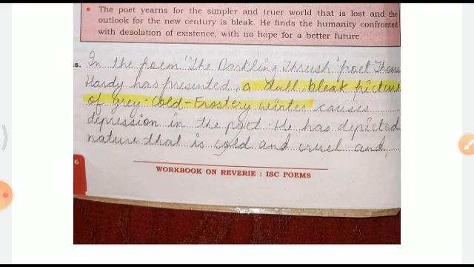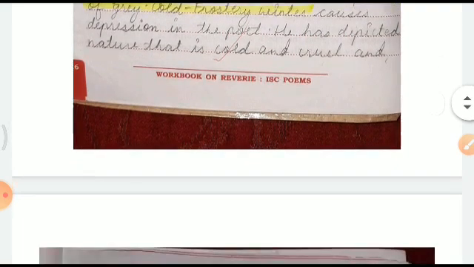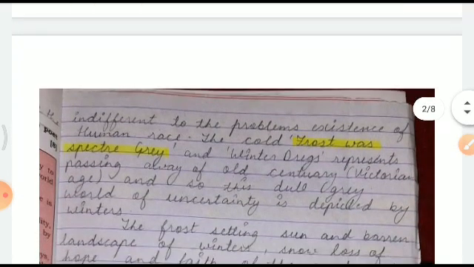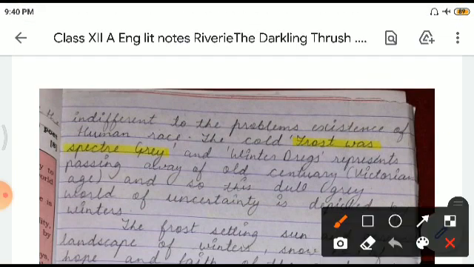He has depicted nature as cold and cruel and indifferent to the problem of the existence of the human race. Means the cold has no sense about the problems which humans are facing. The cold frost was spectre grey. See, the yellow marking has been done to those words which are there in the poem. And winter's dregs represent the passing away of the old century, the Victorian age, right?